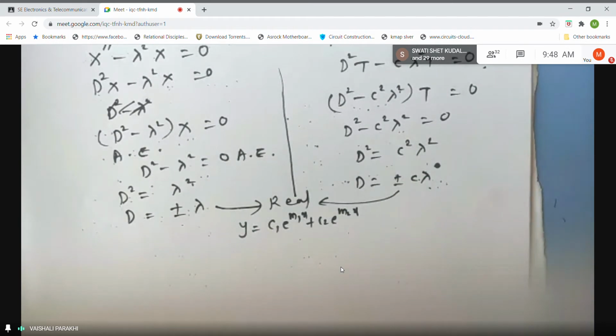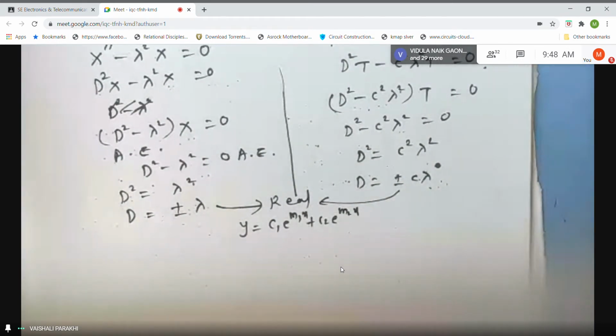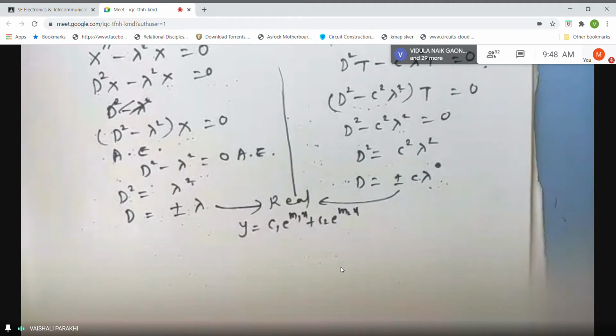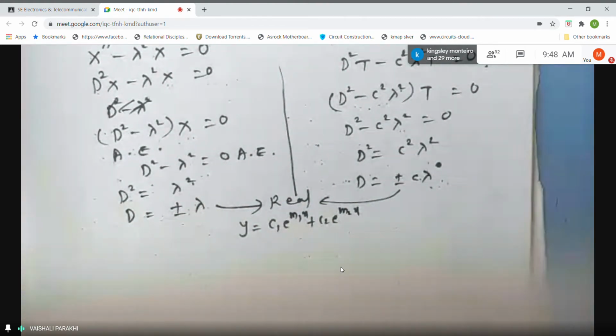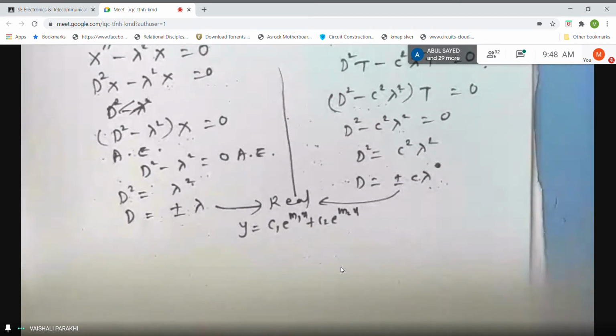How to find complementary function, particular integral? To find particular integral, you have to see whether the right hand side is exponential function, trigonometric functions, algebraic function. What about Mandar? Say something in chat box, yes or no? Yes, ma'am, we have learned that. You have learned that, right? Okay. So that's what I wanted to know.